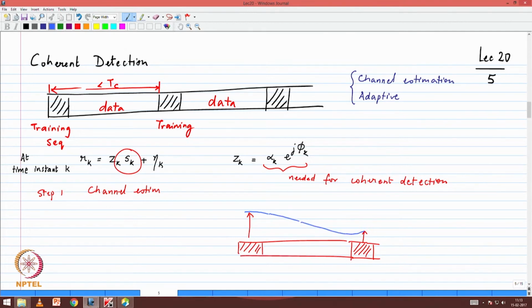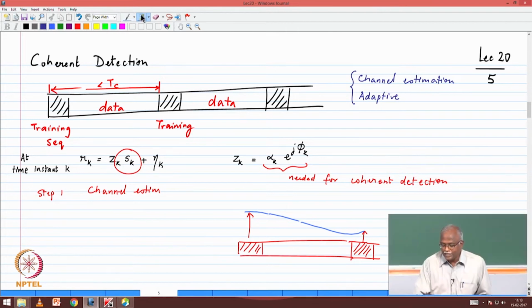So when you want very good performance in terms of your bit error rate, and you have a dense constellation, for example like 64 QAM, even slight variations in the amplitude and phase will make a difference. This channel estimation is good, but you must also follow it up with step 2, which is called channel tracking. You want to keep track of what changes are happening in the channel.